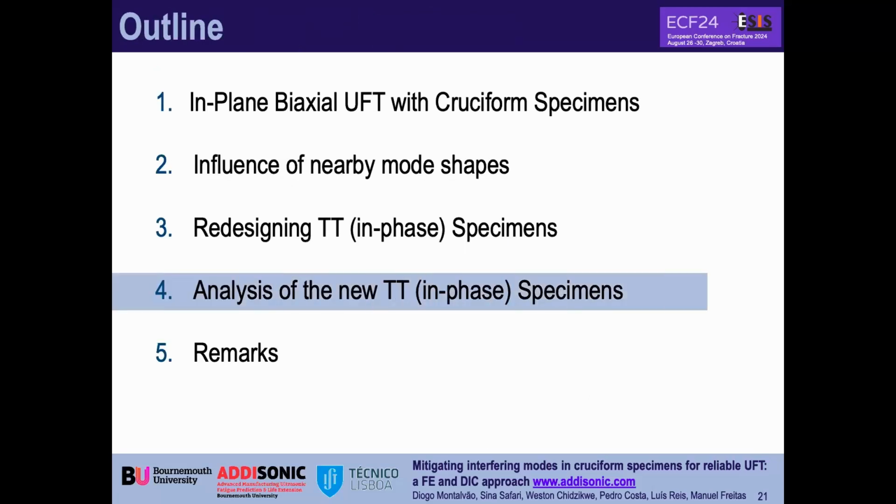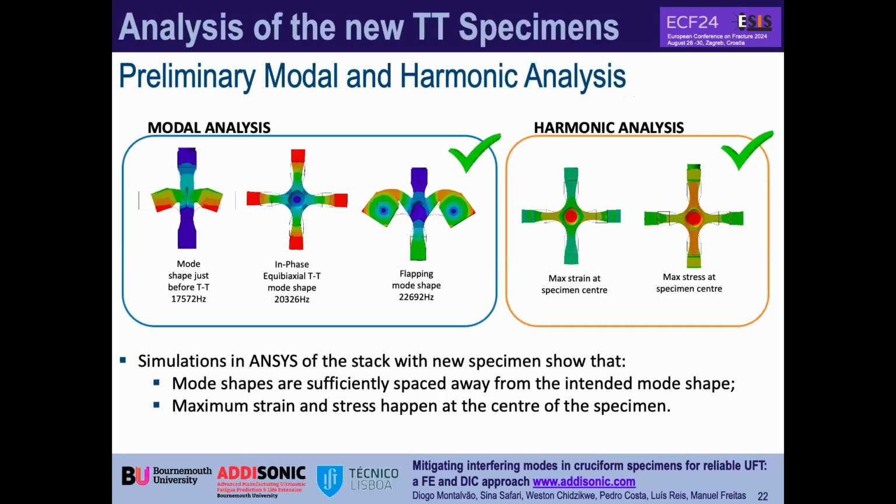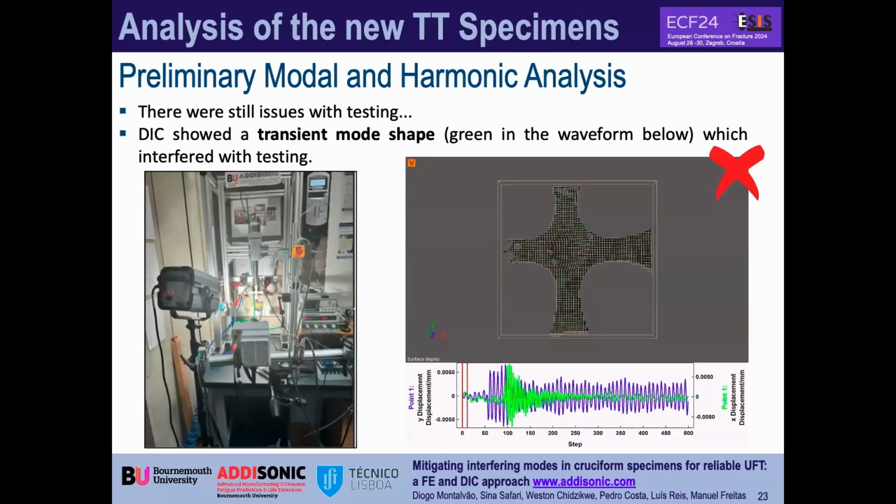Moving to the analysis of the new specimens, we carried out modal and harmonic analysis, and as you can see here, this is the mode of interest. This is far, also the flapping mode is far from the 20.5, so it's out of the working range. And also the harmonics are very good. Running the simulations in ANSYS, the mode shapes are sufficiently spaced away, and also the maximum strain and stress appears here in the center, as we wish. But that's not all.